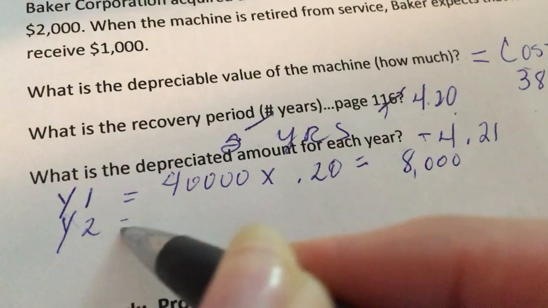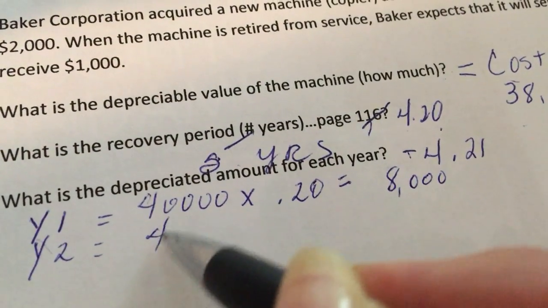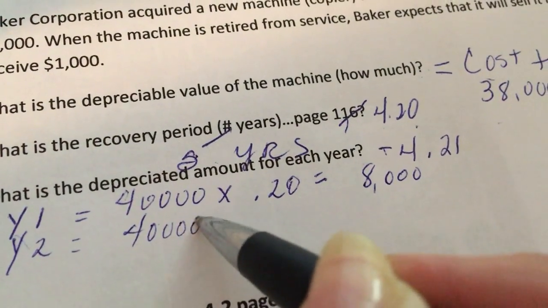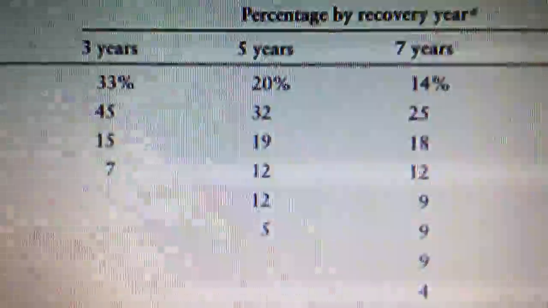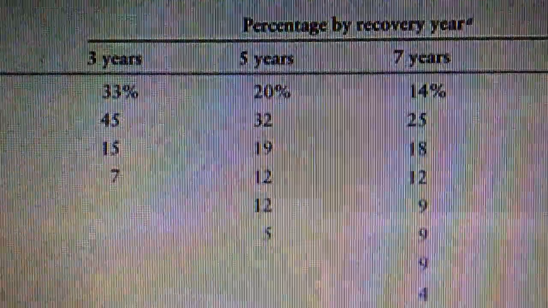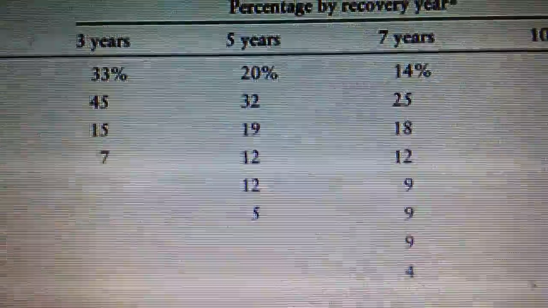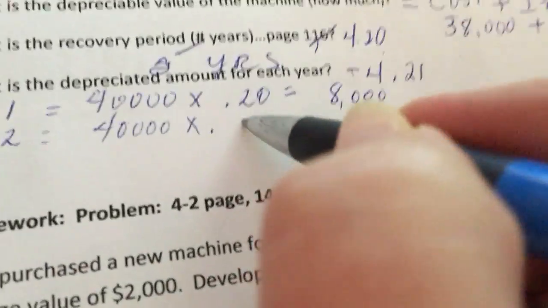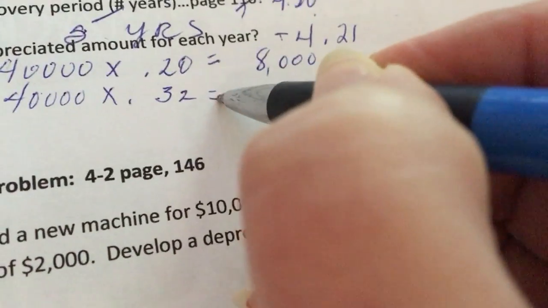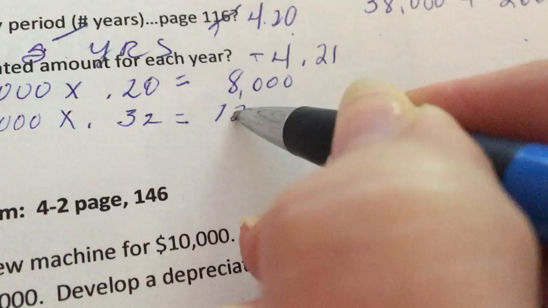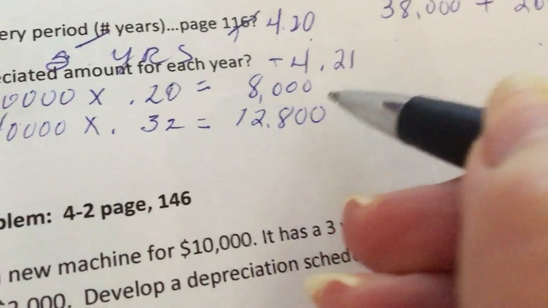Okay, year 2, you do not use any salvage value. You use the same $40,000. And in year 2, if you go to the table, it's 32%. So keep these in mind: 32, 19, 12, 12, and 5. That's where we're going here. So 40,000 times 0.32 is going to be 12,800.